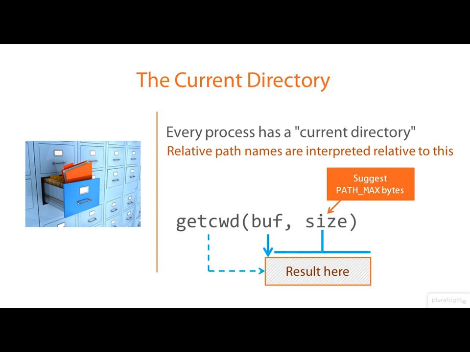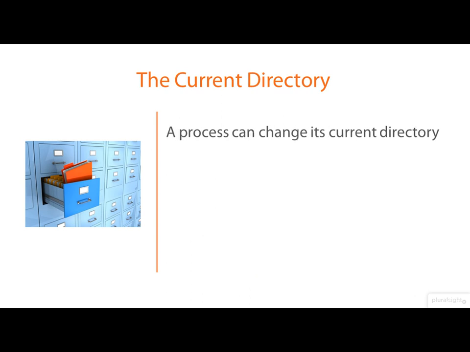GetCWD also returns a pointer to the buffer so that you can embed this call in, for example, a call to printf to print out your current working directory. A process can change its current directory. That's done using chdir and the path name of the new current directory.